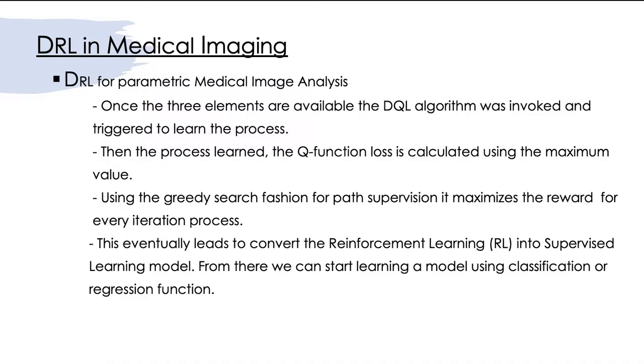Once the three elements are available to the DQL algorithm, it is triggered to learn the process. When the process is learned, the Q function loss is calculated using the maximum value. Remember, the Q function loss here is the MSE loss computation. Using a greedy search fashion for path supervision, it maximizes the reward for every iteration. It learns for every iteration using the greedy search, until it eventually converts the reinforcement learning into a supervised learning model. From there, the learning process of the model using a classification or regression function starts.